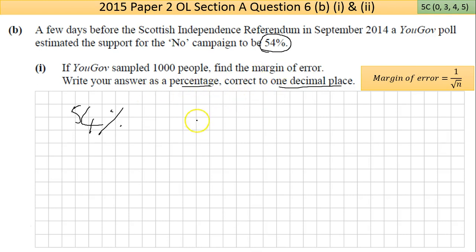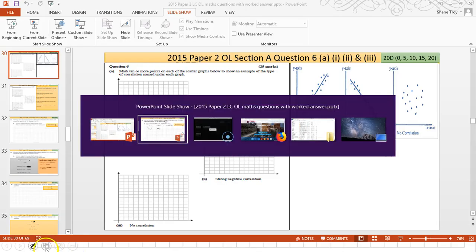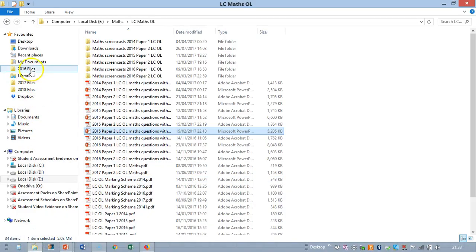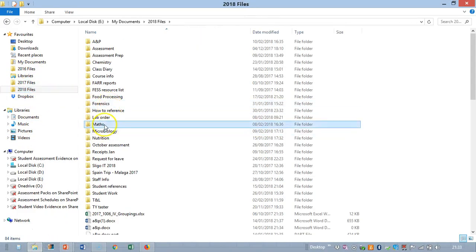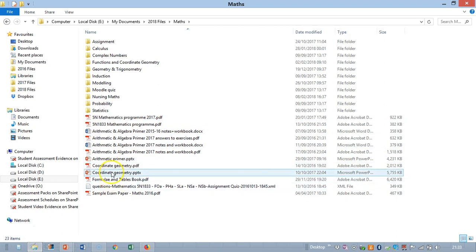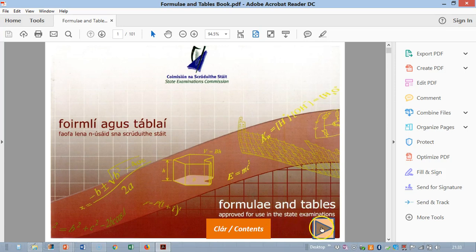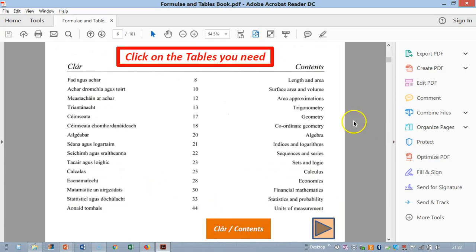So we're looking here for the margin of error. If you know your formulas, you can go to the maths tables and you'll find the margin of error formula. I should be able to do that here on the digital version of the maths tables. Just bear with me while I find it. Here we are. This is the maths tables. Let's look at the contents page and try to find it under statistics and probability, page 33.